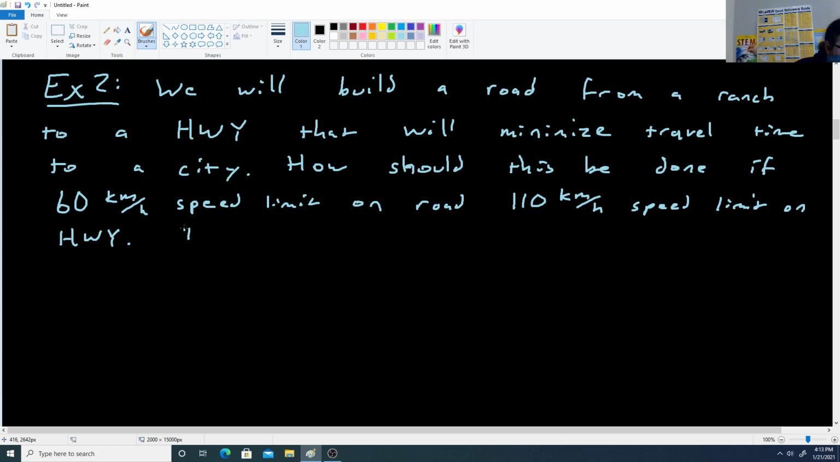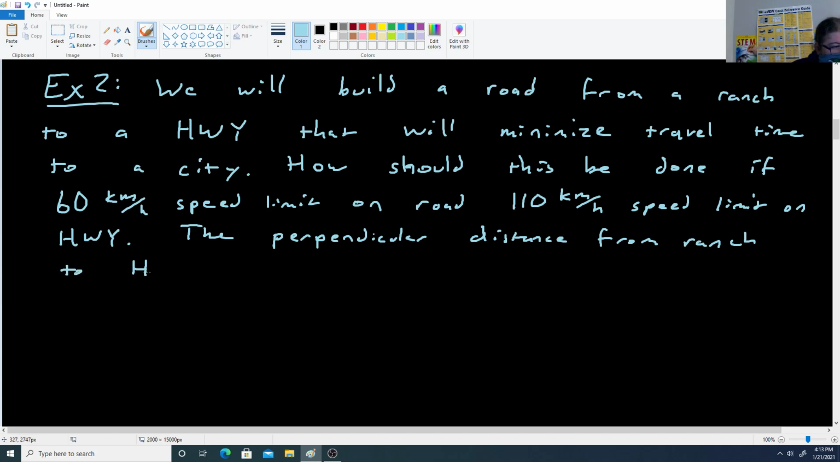The perpendicular distance from the ranch to the highway is 30 kilometers, and the city is 50 kilometers down the highway. So perpendicular distance from ranch to the highway is 30 kilometers, and the city is 50 kilometers down the highway.